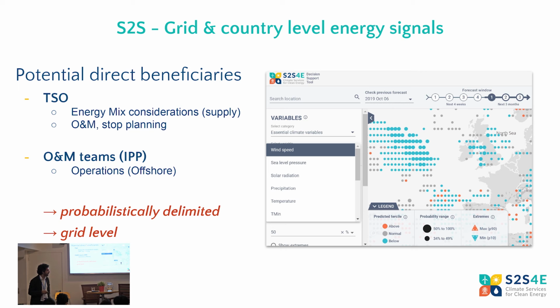So as a summary, the potential beneficiaries of the energy signals. We have identified the transmission system operators and the IPPs, the independent power producers, which are operating and investing in production facilities. Those are the major beneficiaries of having this information, in terms of direct energy signals.